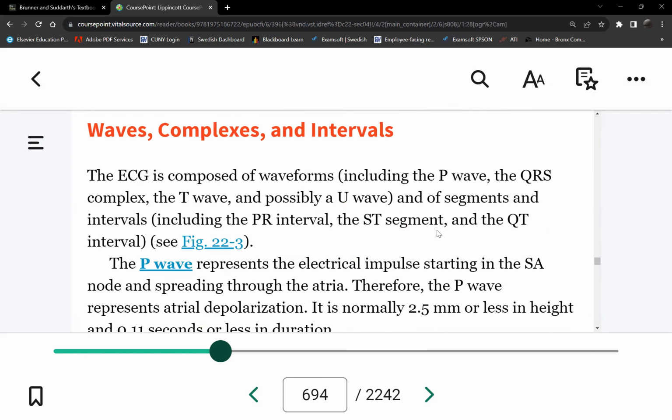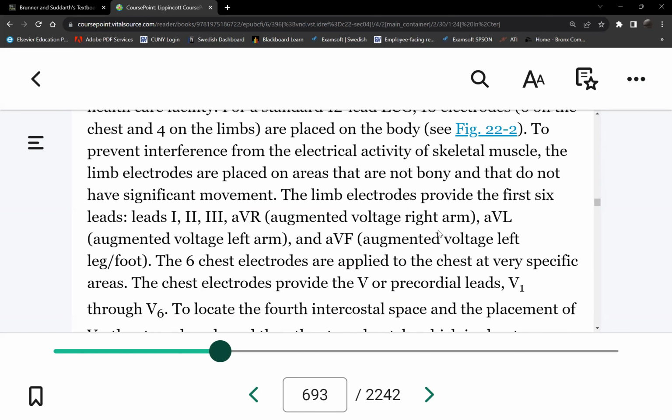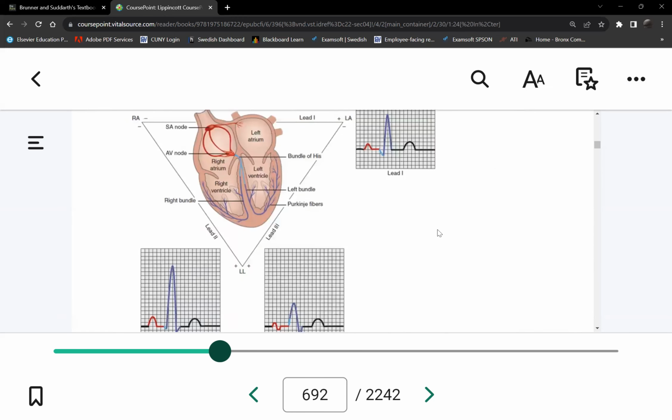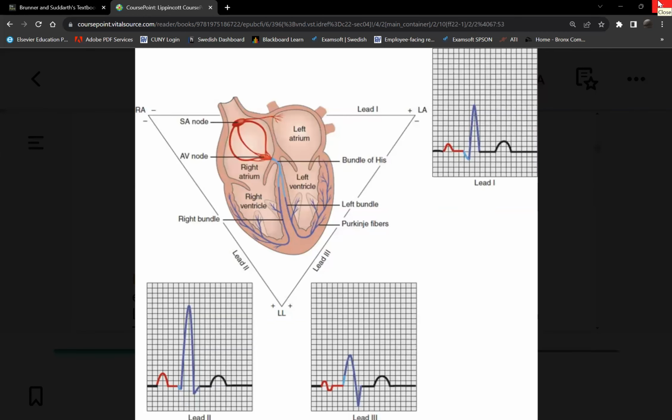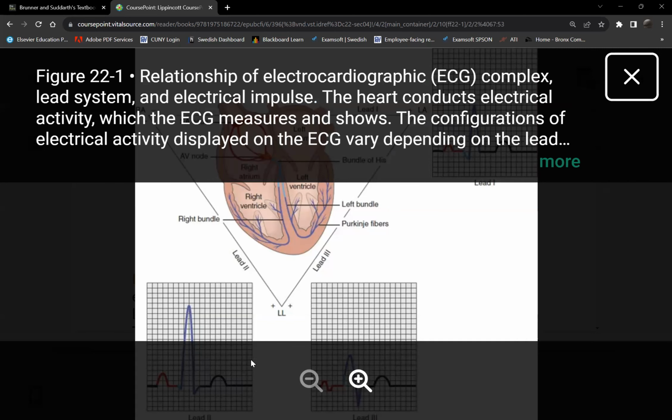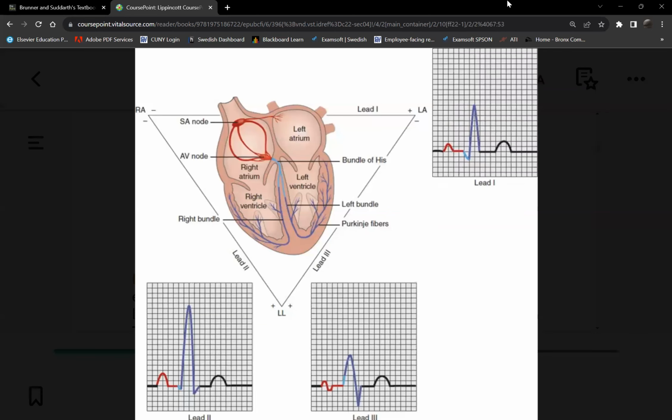All right, let's look at now what each wave and complex represents. We'll base it on this picture right here. PQRST. This first wave here is called the P wave. Then we look at the PR interval. This wave right here is called the QRS. And then this is the T wave.